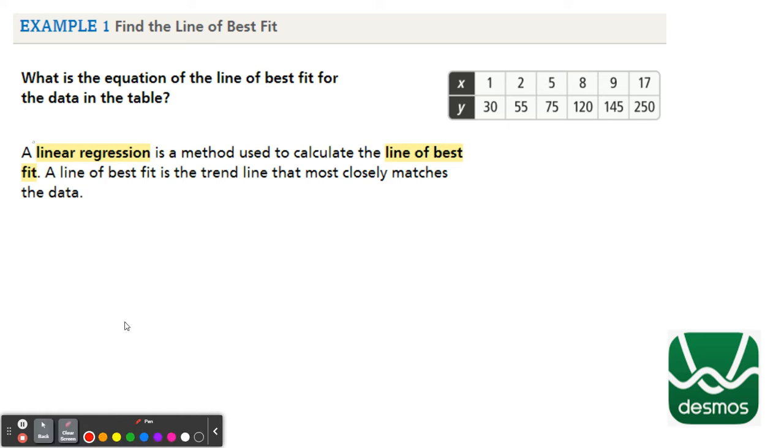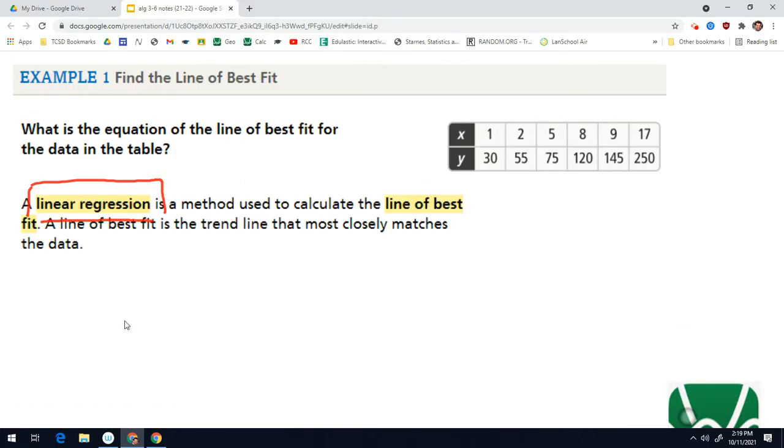This process is called a linear regression. A linear regression is the method used to calculate that line of best fit, and it uses that trend line that kind of goes through most of the data. We're going to graph this table on Desmos and talk about how you do a linear regression through Desmos. Here is the link to Desmos right here. I'm going to click on it. We'll probably finish this problem on Desmos.